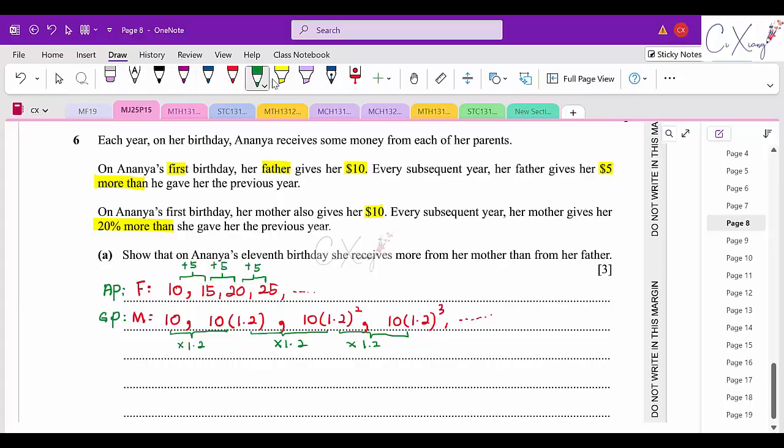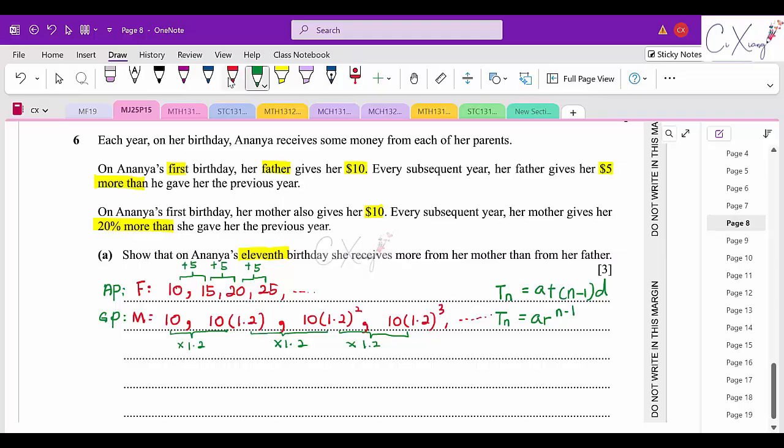All right, let's continue further. For part A, they want us to show that on her 11th birthday, she received more from her mother than from her father. The first birthday means the first term, so the 11th birthday means the 11th term. For an arithmetic progression, what's the general formula for the nth term? Tn is a plus n minus 1 d. Just a small recall here. And for the geometric progression, it will be a r to the power n minus 1.